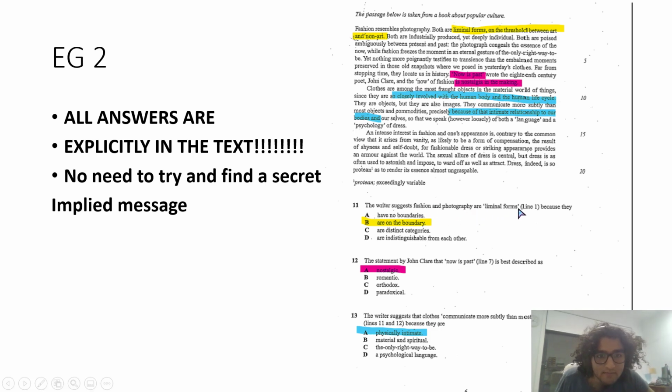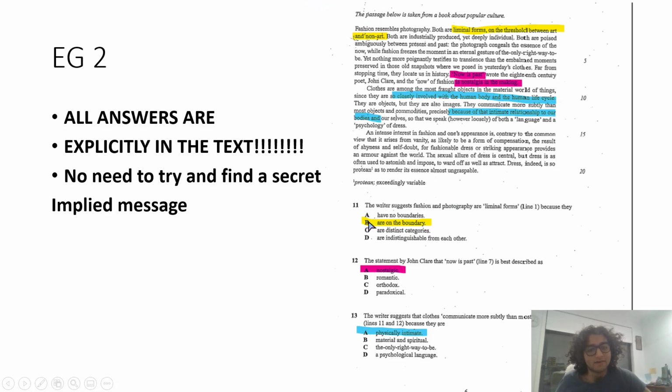Have no boundaries. Does it say that fashion and photography have no boundaries? No, it doesn't. Nowhere in the text does it say they have no boundaries. Right? Does it say they are distinct categories? Well, fashion and photography are distinct categories, but it doesn't say that. That's the crux move. It doesn't say that they are distinct categories. Also, D, are indistinguishable from each other. Well, first of all, with fashion and photography, there would be a problem if they were indistinguishable. They are distinguishable, right? And that's not why it's saying liminal forms.